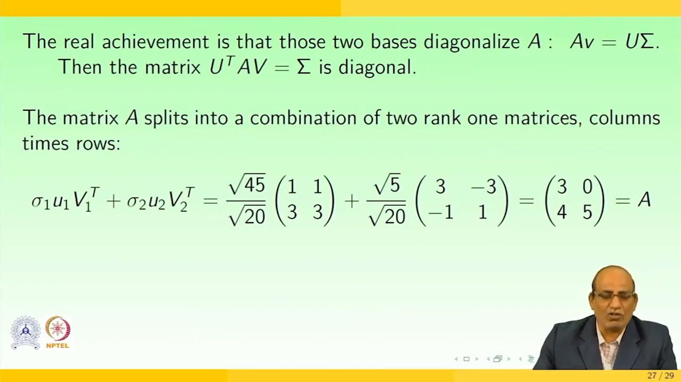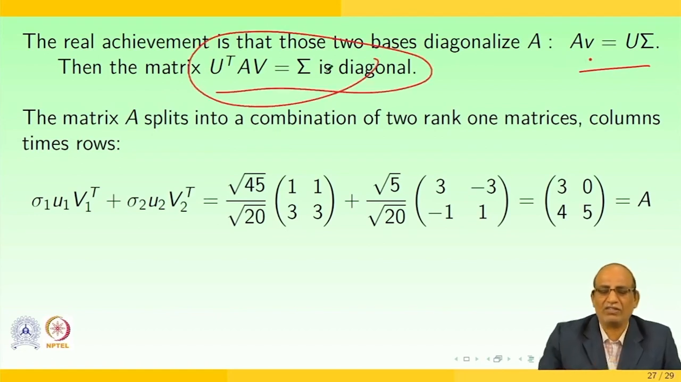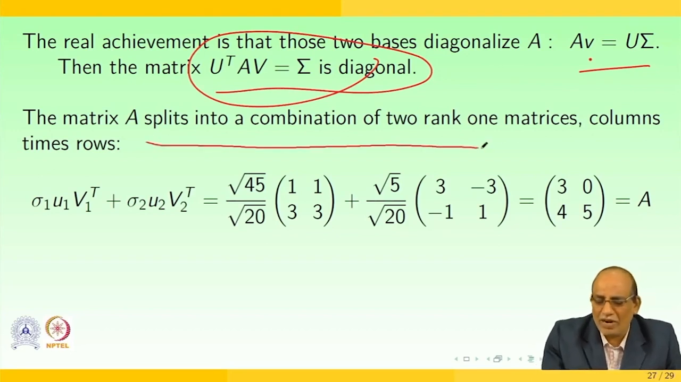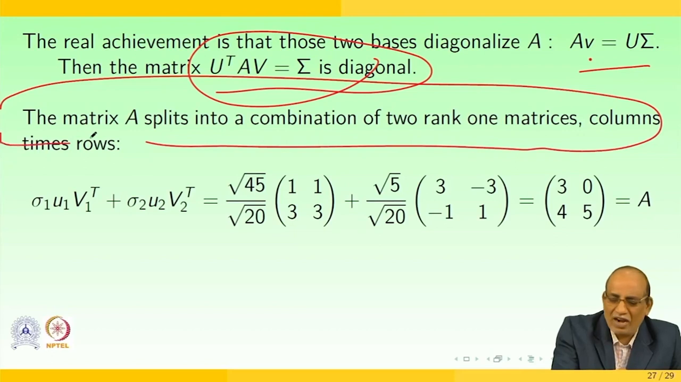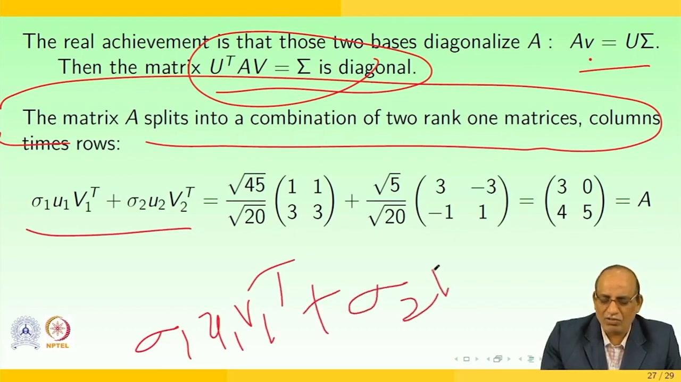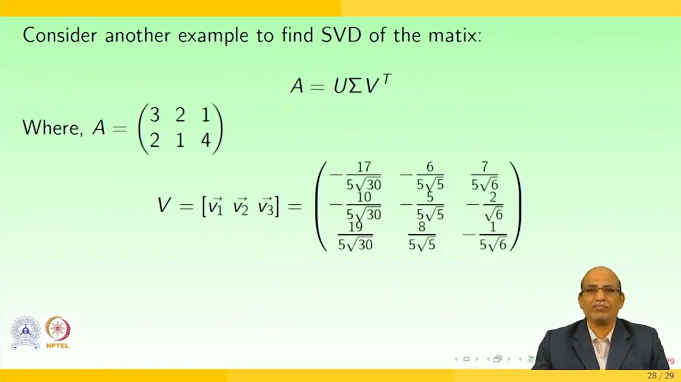So, we can make a conclusion. The real achievement is that those two bases diagonalize the matrix A: AV equals sigma times U, then the matrix U transpose AV is diagonal. That is what we see from this computation. The matrix A splits into a combination of two rank-one matrices. When you compute sigma 1 U1 V1 transpose, and similarly sigma 2 U2 V2 transpose, you do get the matrix A, as expected from the computation.